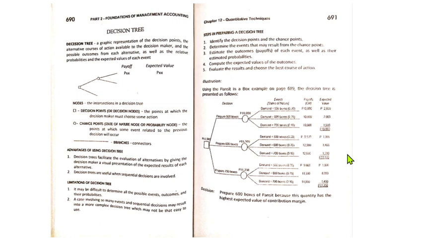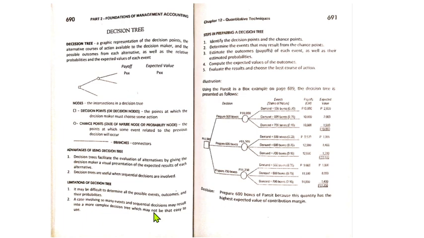However, there are limitations. It may be difficult to determine kapag maraming branches or maraming possible events or outcomes and their probabilities, and it can be complex kapag sobrang dami na yung events and sequences of decisions na gagamitin. So dapat yung medyo hindi masyadong complex at hindi masyadong kakaunti yung decision na kailangan gawin.